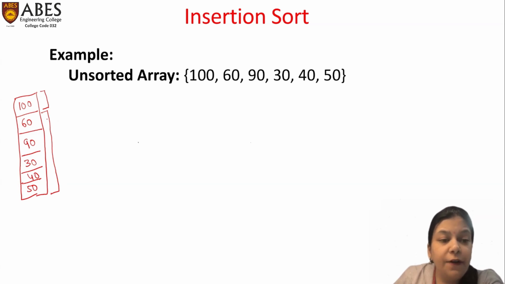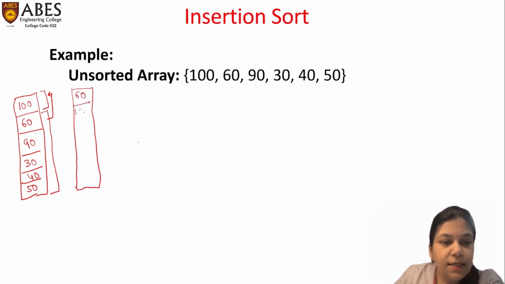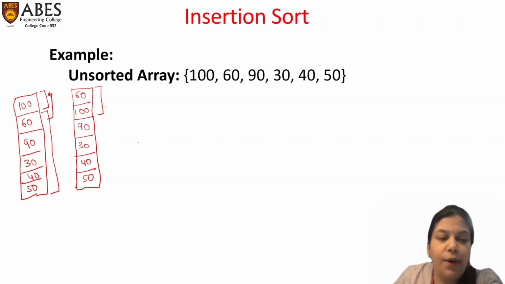The task for the first iteration is to take the element 60 and place it at its appropriate position in the sorted array. So after first iteration, after first pass, the array will change its state to this: 60, 100, 90, 30, 40, and 50. So after first iteration, two elements, that is 60 and 100, will now comprise the sorted array. The rest of the elements will be the part of unsorted array.